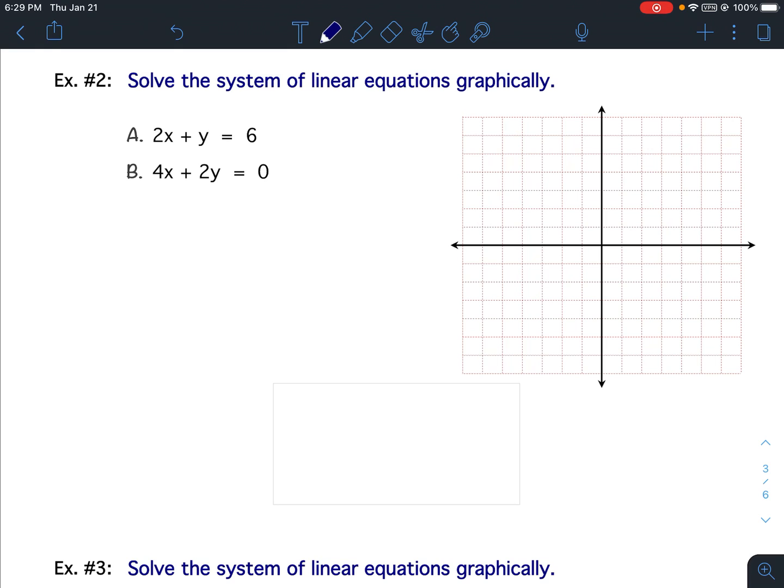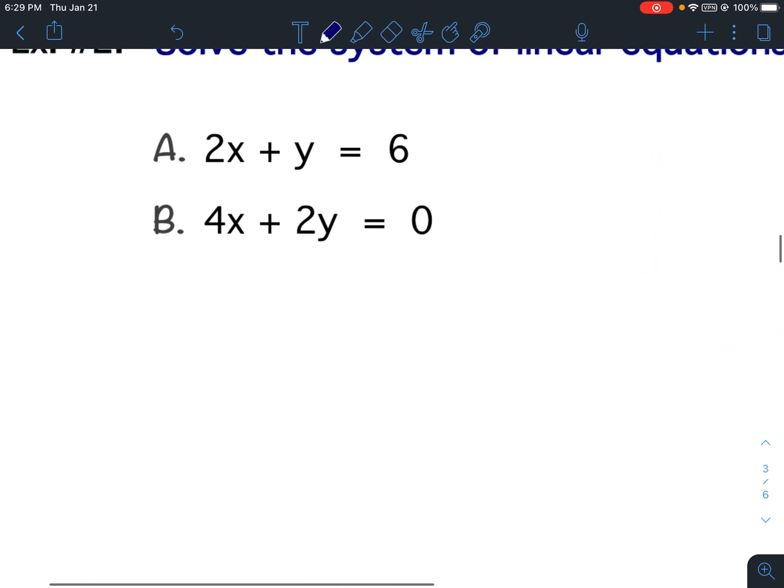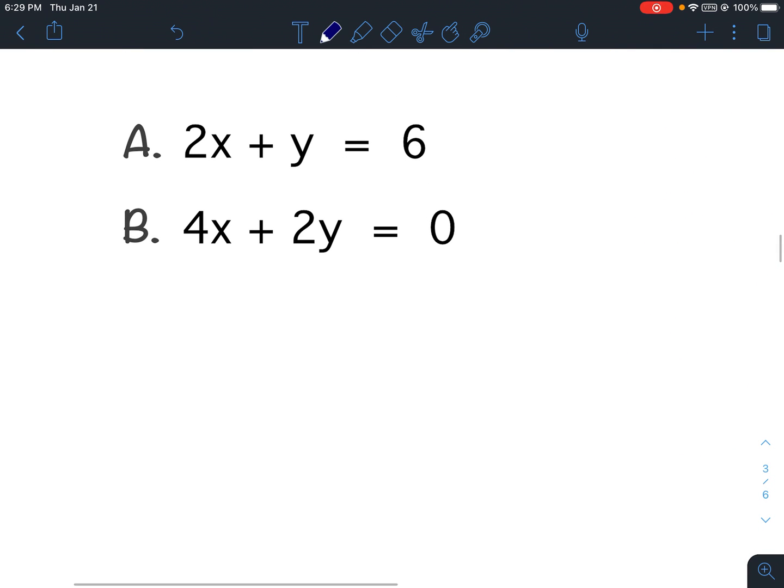So we've got equation A and equation B. Neither one of them is solved for y. So before we can graph, we have to solve for y. And this is why we did Bellworks 9A and 9B, so we knew what to do.